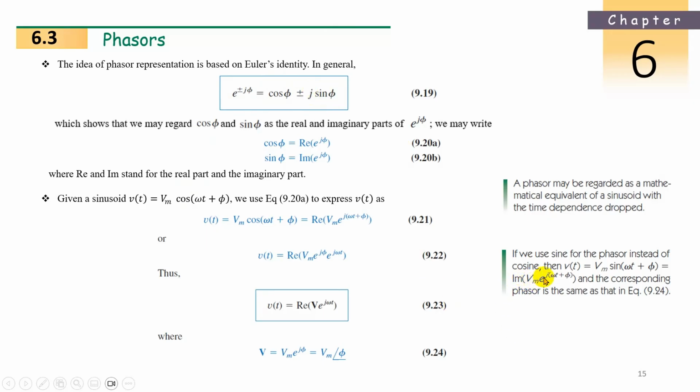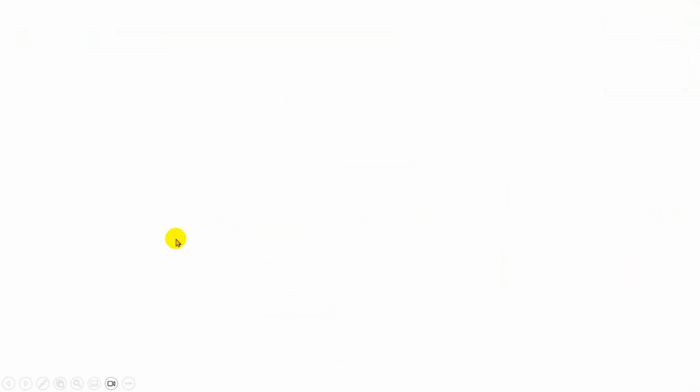So I have to write the imaginary part of Vm e power of j(omega t plus phi). The corresponding equation will be the same. Whatever happens, Vm and phi will be the same, but here it becomes the imaginary part. That's it. Remaining all will be the same. Okay.